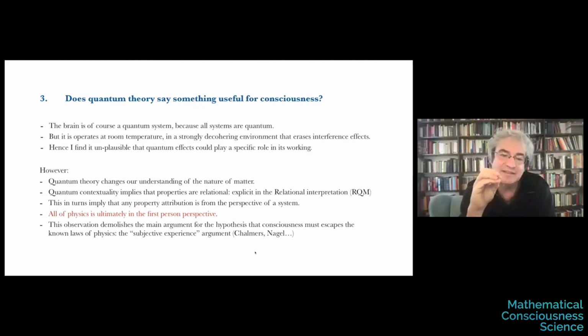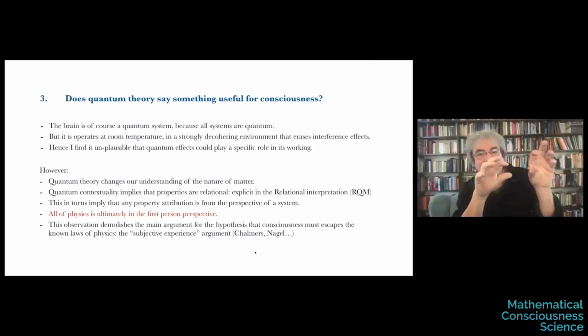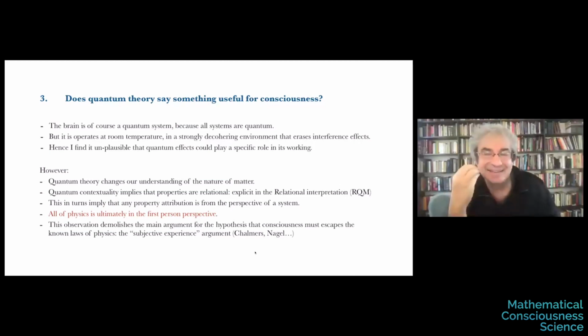But this means that physics ultimately is in the first person perspective, not in the third person perspective. This means that physics is about how a system affects another system. So it's about how one system sees the other, in a sense. This, I believe, is the key discovery of quantum mechanics. It changes our way of describing the physical world.